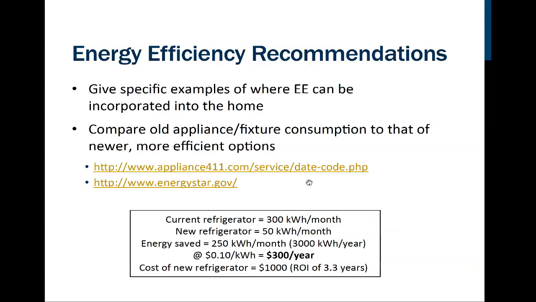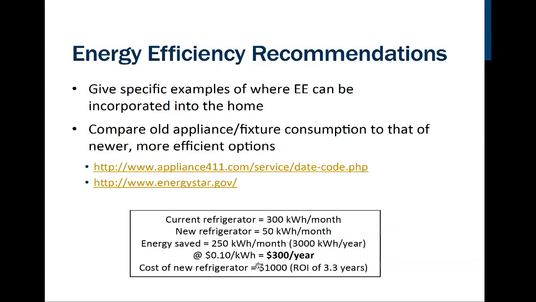Maybe the part number will be off by a digit or two for color, or some other option that yours doesn't have, but the basic guts of the machine should still be there. Same at EnergyStar.gov. So in this example, if the current refrigerator uses 300 kilowatt hours per month and a new one only uses 50 kilowatt hours per month, and those numbers are not outrageous, that's a very doable thing. So I'm going to save 250 kilowatt hours per month, and because the thing is cycling a certain number of times per day, it can be calculated out to 3,000 kilowatt hours per year. When we multiply that times 10 cents per kilowatt hour, that comes up to $300 a year.